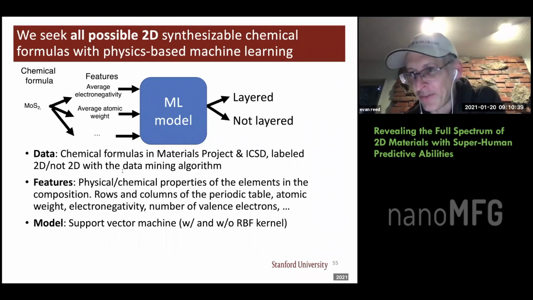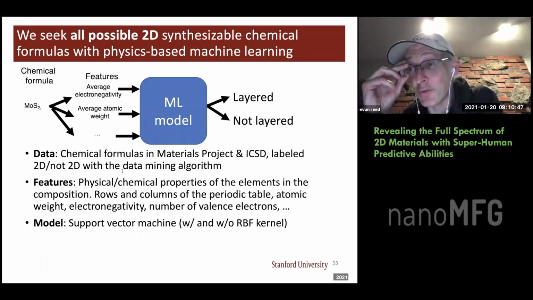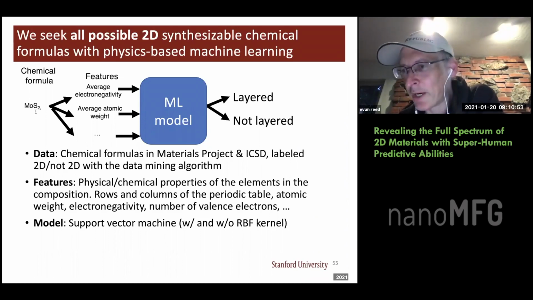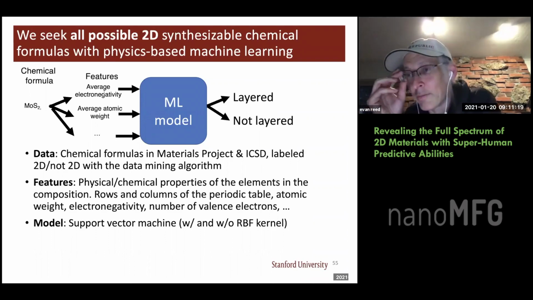So we've done a lot of work since this, and our understanding of what's relevant for synthesis has improved. So let's say you have a chemical formula, MoS2, and you want to know whether this is likely to be synthesizable into a layered form. One way to do this is to first deconstruct this chemical formula into some set of features that describe properties that we think have some relevance for synthesis. And we don't have to know exactly for sure whether these are relevant or not.